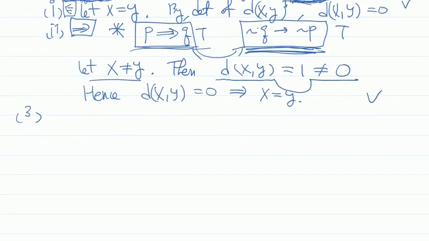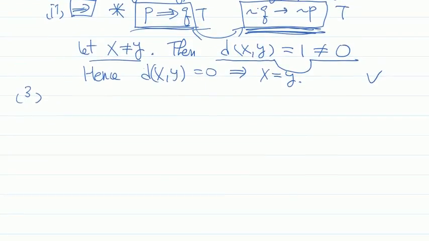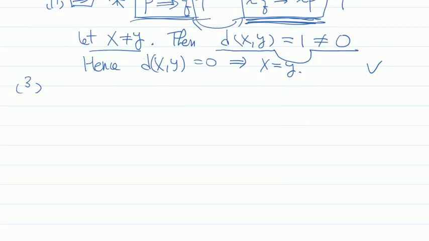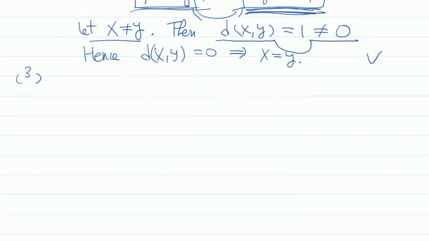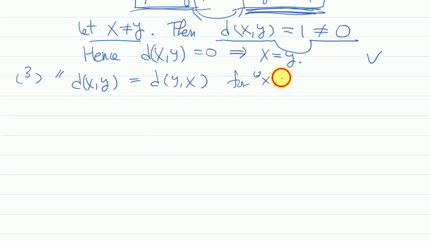And the third one, we want to show the commutative property for d, like dxy and dyx should be the same no matter what. Okay? So the statement itself is dxy equals dyx for no matter what x, y is, right? Okay, that's the statement.